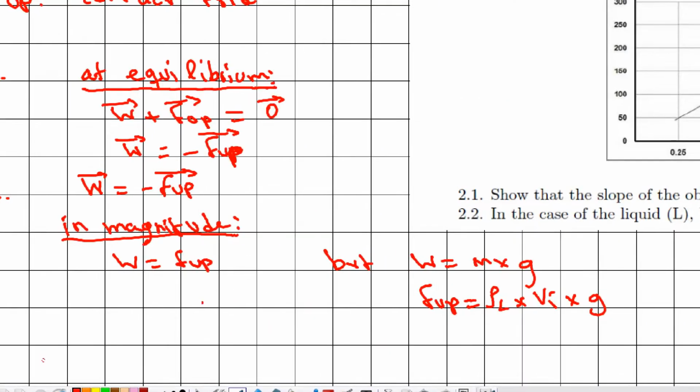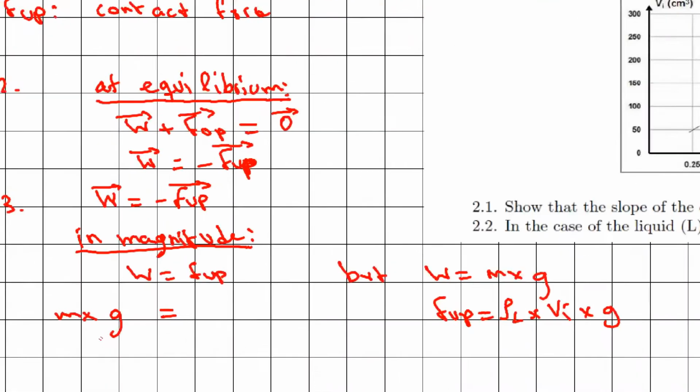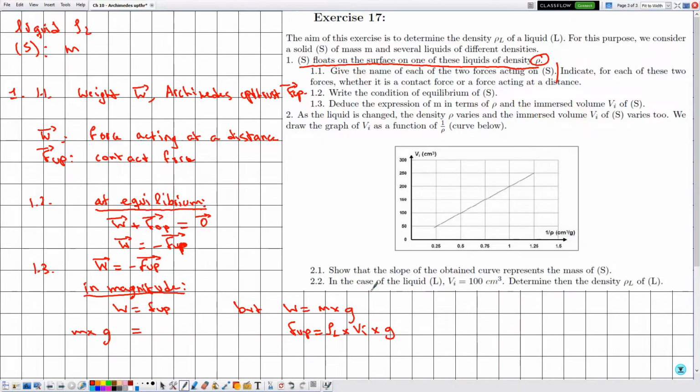Now this is the equal here, replacing W by M multiplied by G. So this is the equal, we have M multiplied by G. And on the right hand side, replacing F upthrust by rho L times Vi times G. Now the density of this liquid in this case is denoted by rho, and the volume of the immersed part is denoted by Vi multiplied by G. Let me write here that M multiplied by G.